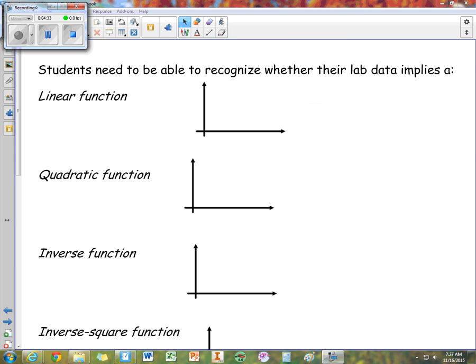Once you plot your data, you want to look to see if it creates some sort of relationship. And we want to be able to identify what that relationship is. So the first one is the linear function. And a linear function will have a straight line with a slope. And its general form would be y equals mx plus b.